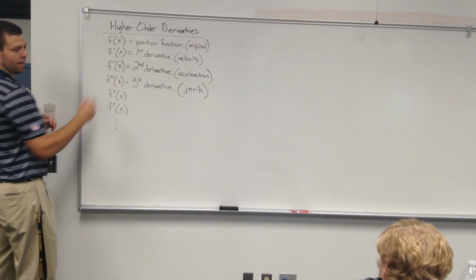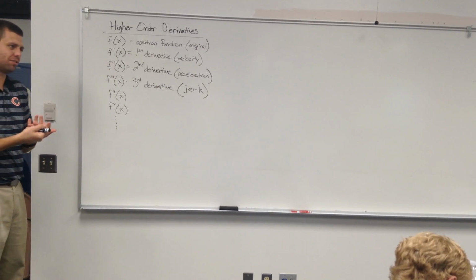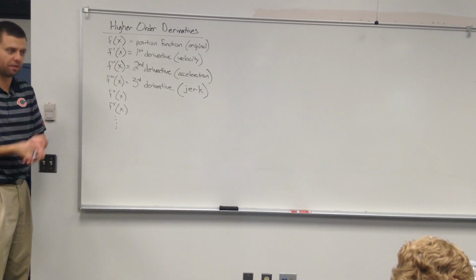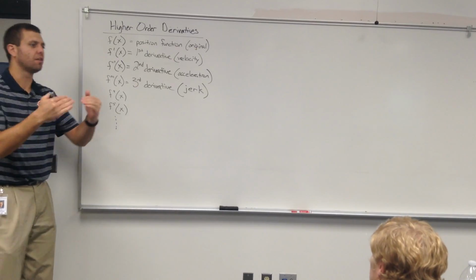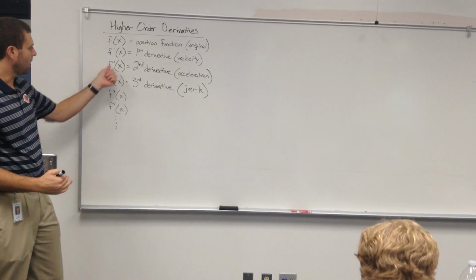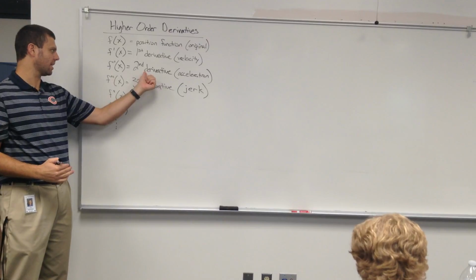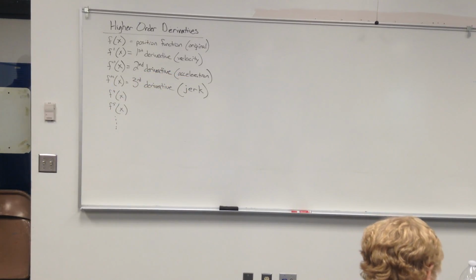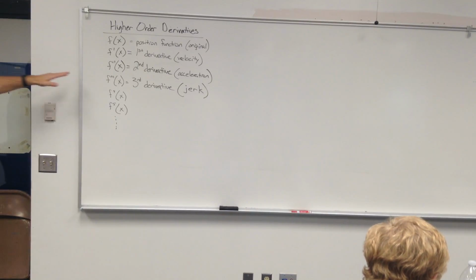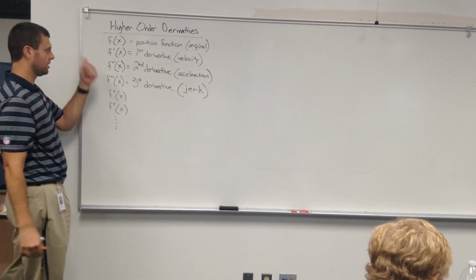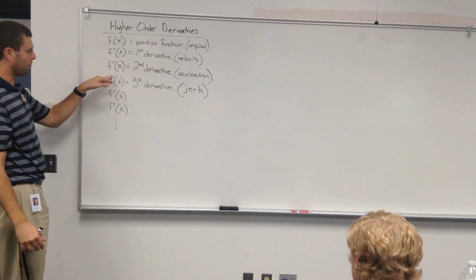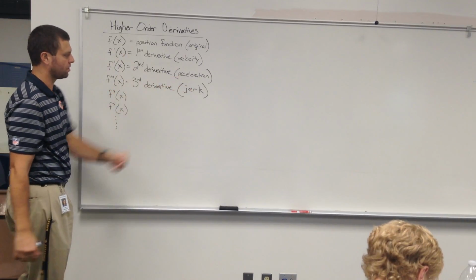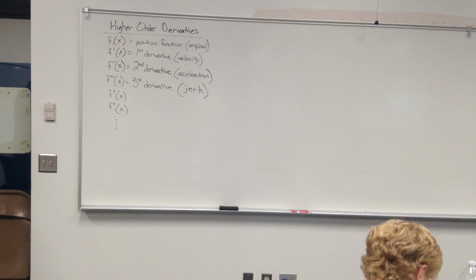F double prime of x, if you see that notation, all that means is take the derivative of the derivative. So do the derivative once, then do it again, okay? And so on and so forth. But that's the second derivative. It helps you figure out acceleration when we get into physics problems, okay? So f double prime of x is your second derivative. F triple prime is your third derivative. It references jerk as far as physics is concerned. Again, we don't work too much with that.